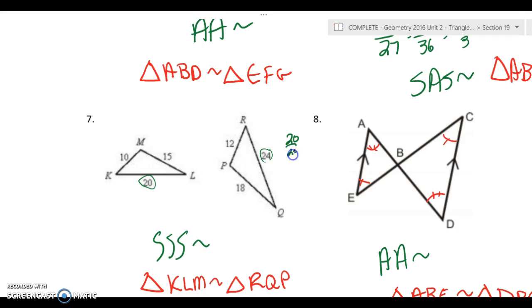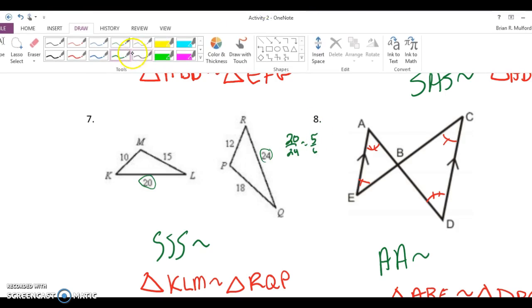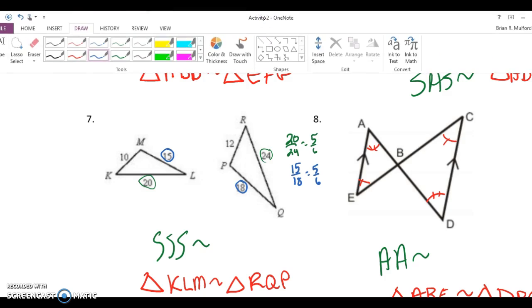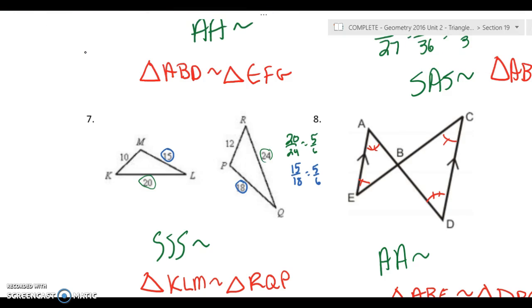20 to 24. That's 5 to 6. I'm going to do the same thing with my next side here, 15 and 18. So I'm going to compare 15 to 18. 5 to 6. And I'm going to do the same with 10 and 12. 5 to 6. The ratios are all the same.